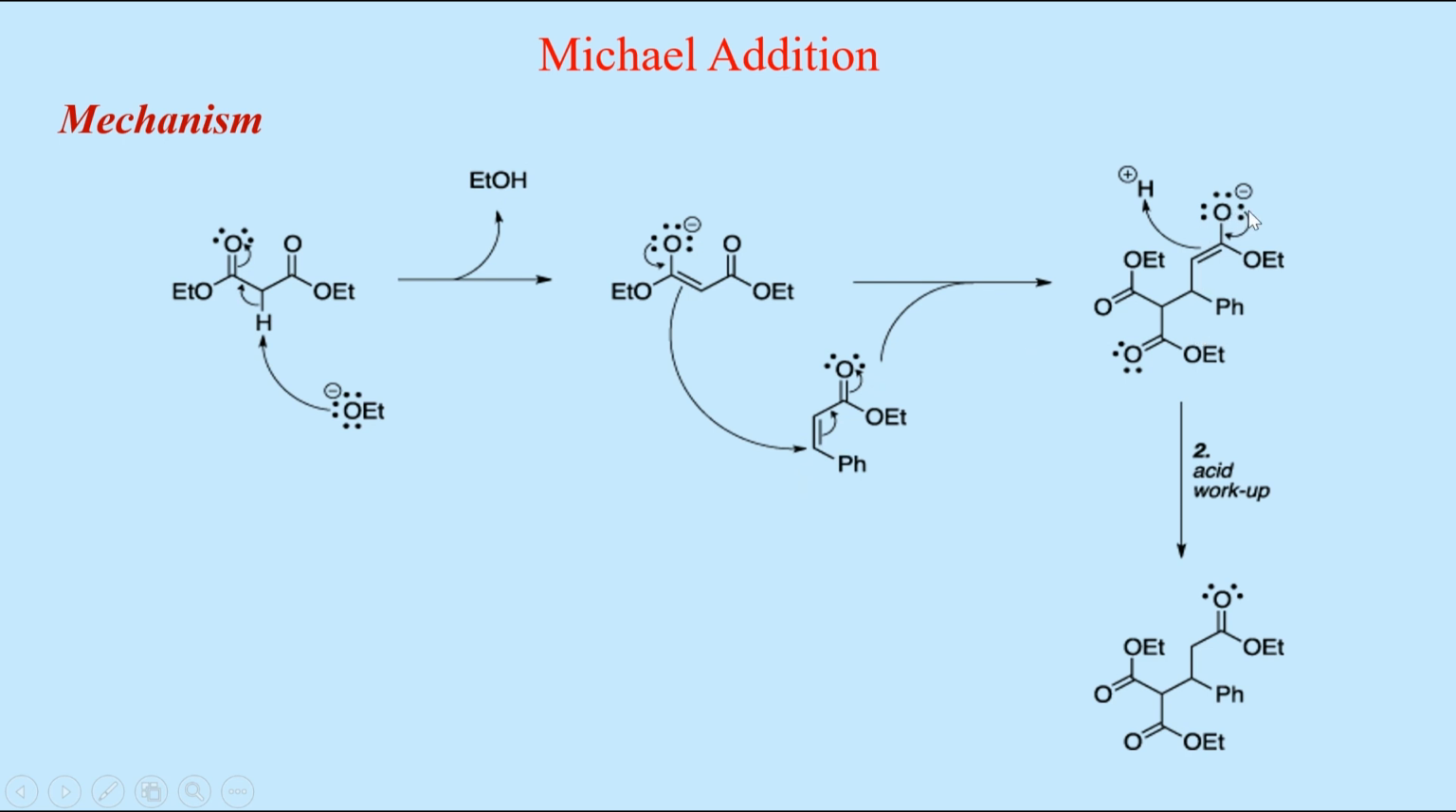Then the O minus, which is here, combines with the carbon. The pi electrons move onto the carbon. The carbanion which is formed, these electrons are shared with H plus, and it gives rise to an addition product. 1, 2, 3, 4. It is attached at the fourth position, that's why it is called a 1,4 addition product. This is all about Michael addition.